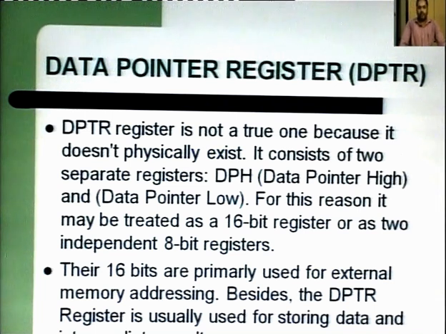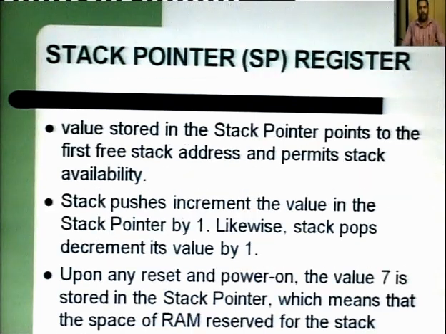Now the next part is the data pointer. The data pointer is a true 16-bit register, but it is a combination of 2 registers: DPH, data pointer high, and DPL, data pointer low. These 2 8-bit registers combine to make a 16-bit register called the data pointer. It is generally used for external memory addressing, as a 16-bit address is required for addressing external data and program memory.